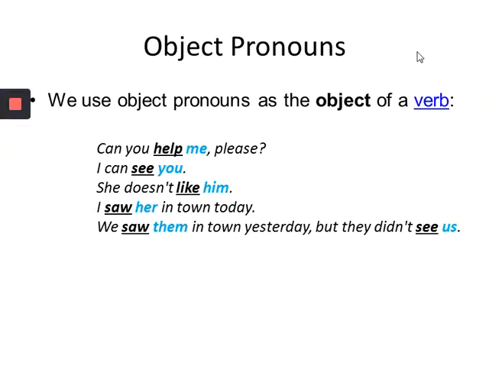We use object pronouns as the object of a verb. Can you help me, please? You is the subject. Help whom? Help me, please. I can see you. She doesn't like him. I saw her in town today. We saw them in town yesterday, but they didn't see us. Over here, me, you, him, her, them, and us are object pronouns. Again, the words in bold and underlined are all verbs.